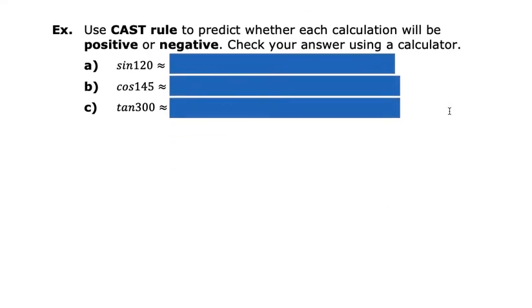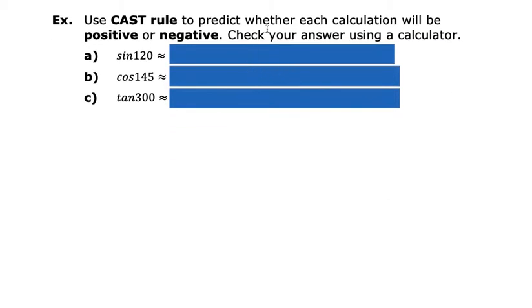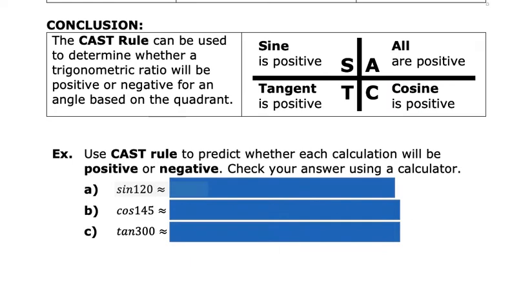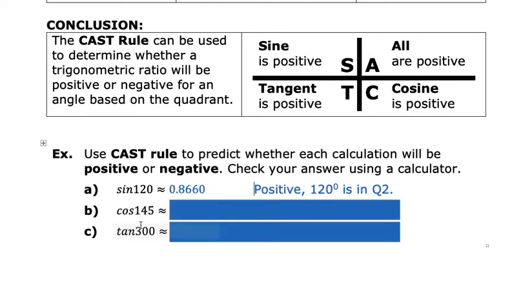So let's apply our findings. Use the CAST rule to predict whether each calculation will be positive or negative. Check your answer using a calculator. So, sine of 120. This angle belongs to quadrant 2. It's between 90 and 180 degrees. So this should have a positive result. Cosine of 145. This angle is also between 90 and 180. Therefore, only sine is positive in this quadrant. Cos will be negative.